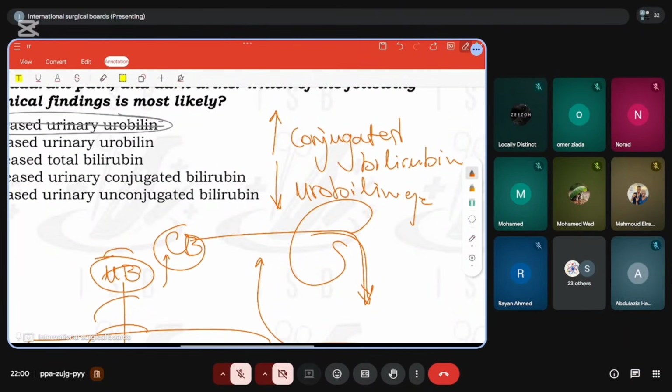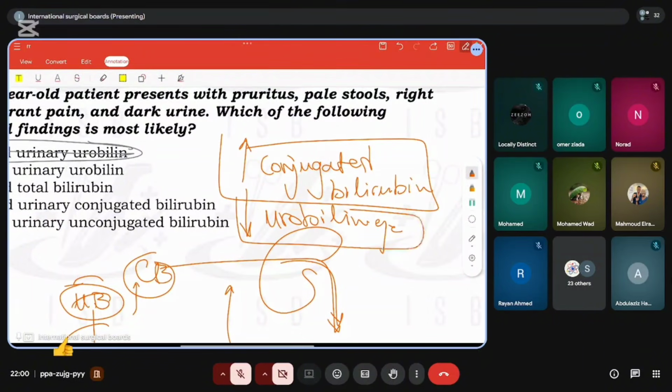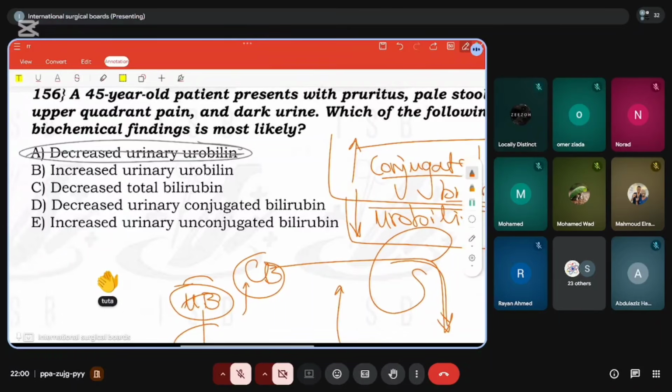So there is increased conjugated bilirubinuria and reduced urobilinogen in urine. Do you agree? Out of these options, we need to look for either this or this. The increase in conjugated bilirubin is not in the options, but reduced urinary urobilinogen is, so option A is the answer. Clear? No problem? Good. It's enough for today, but we will do the mock, and after the mock, we will have open discussion.